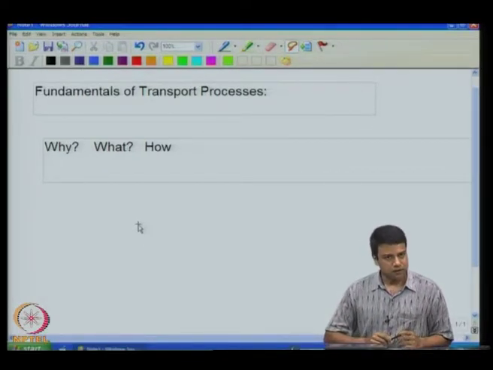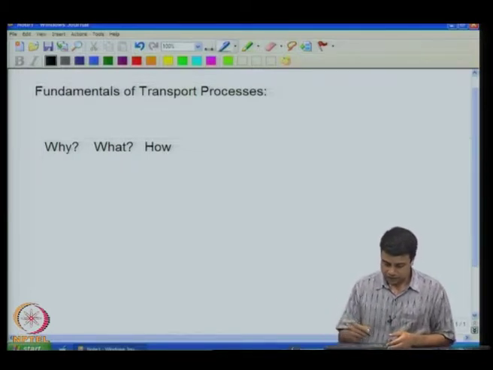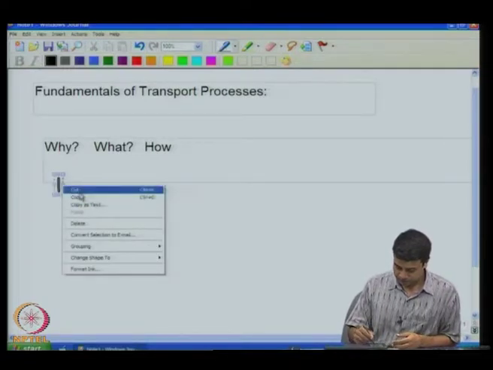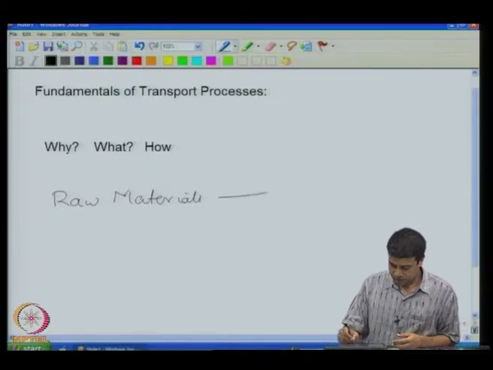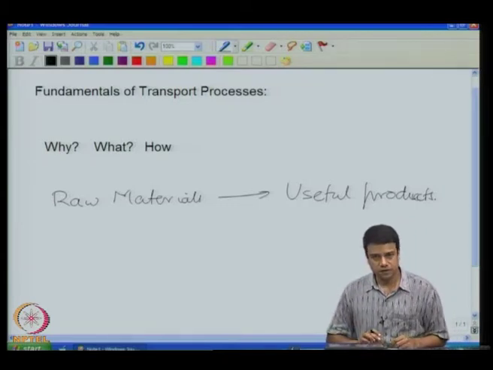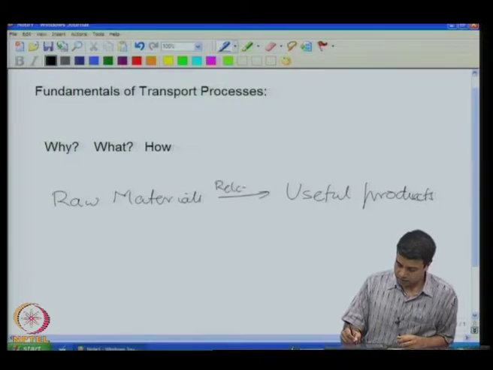Engineering is broadly concerned with the conversion of raw materials to useful products. It is not sufficient to just carry out this conversion, one has also got to be able to do it in a reliable and an economical fashion.